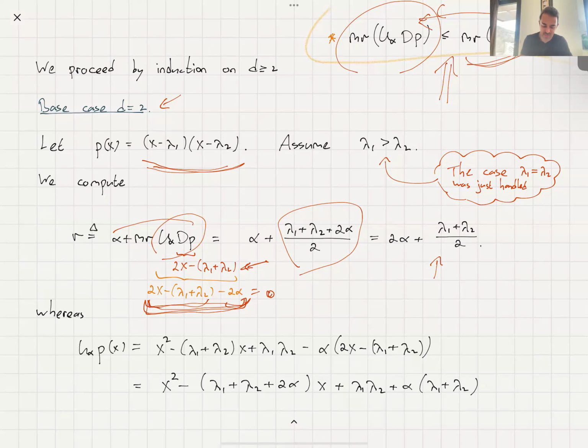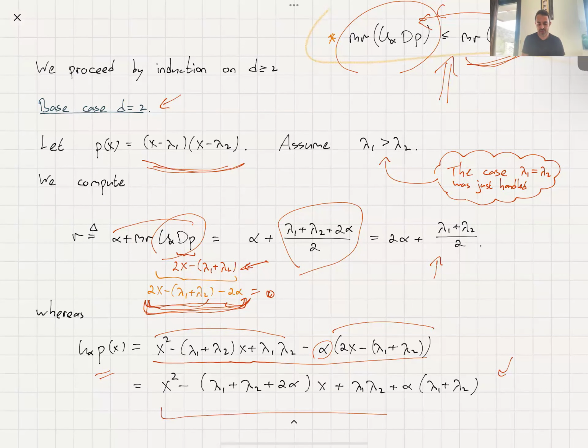As for the right-hand side, it's actually kind of more annoying, because when you differentiate, you get lower degree polynomials, so it's easier to compute the max root. Now we'll have to work slightly harder. So U alpha P is just this thing, right? Because this is P and this is its derivative, and we multiply by alpha and subtract. And just playing with it a little bit, taking the minus 2 alpha as the coefficient of x, you get that this is U alpha P of x. Okay.